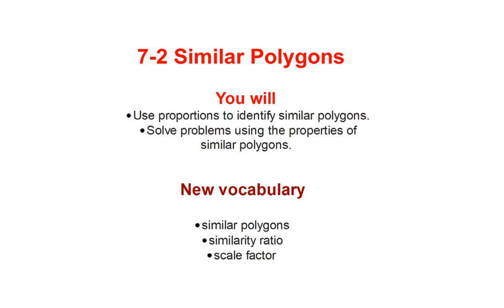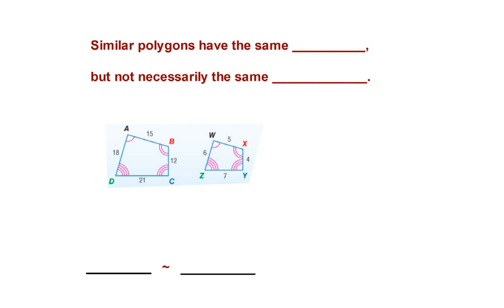7-2. All right, now that we've talked about proportions, we're going to get into similar polygons, okay? And that's where we're going today, similar polygons. Take your notes. Here we go. Similar polygons have the same shape, but not necessarily the same size. Got it? Same shape, but not necessarily the same size.